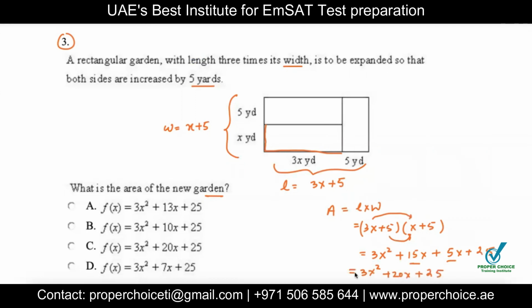So that is what you get, 3x squared plus 20x plus 25. This will be the answer. Let's go with option C.